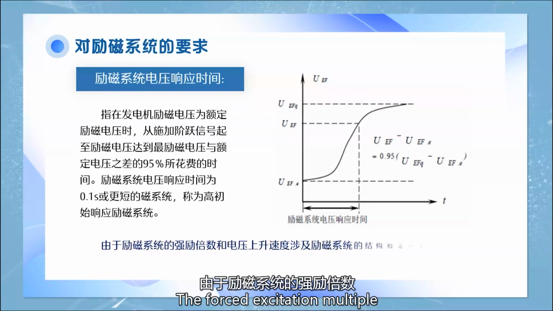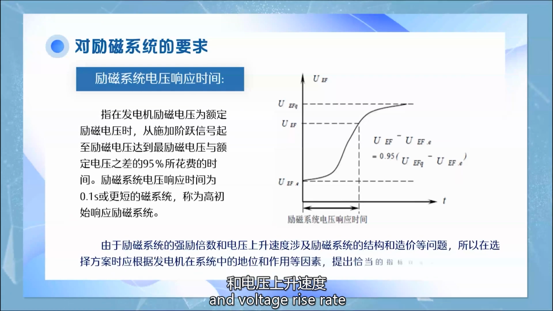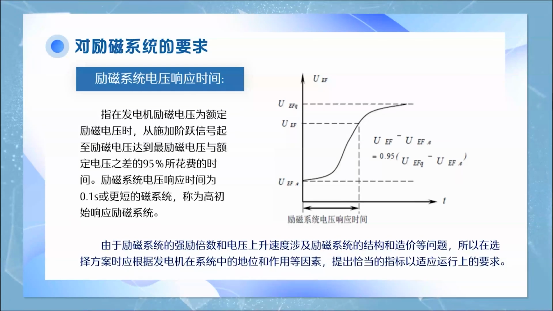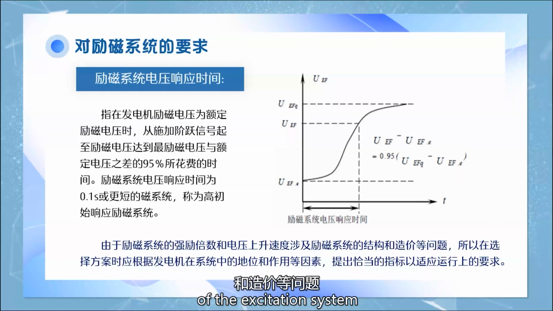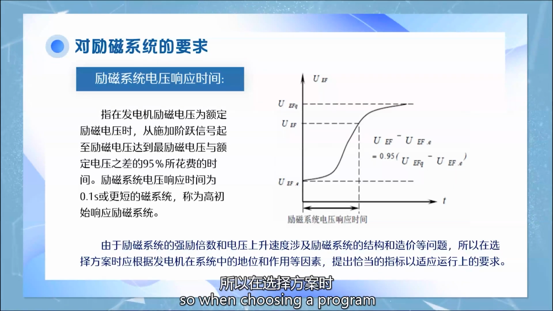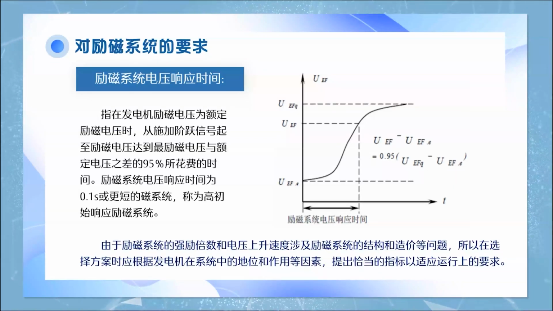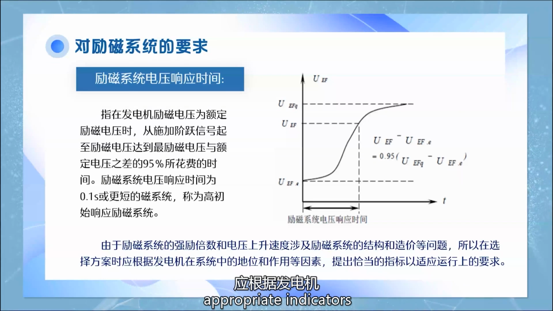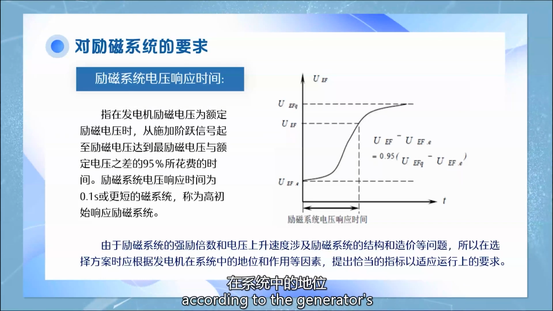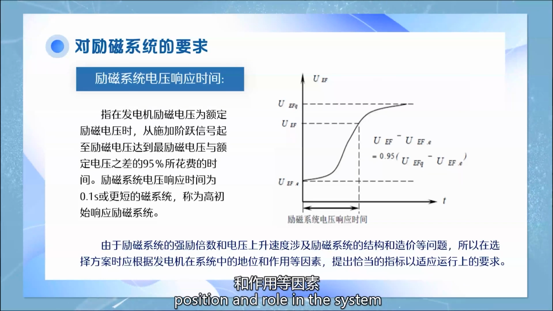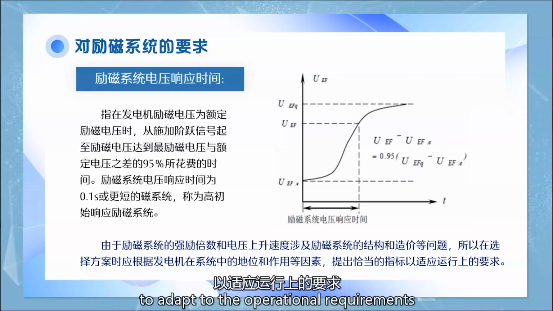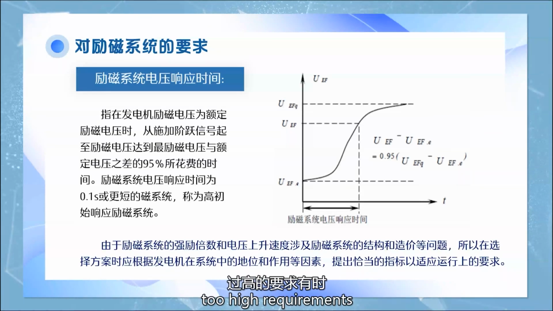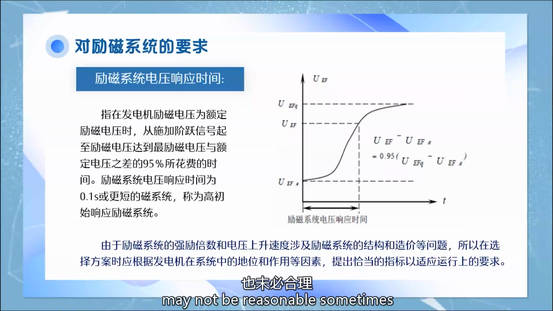The forced excitation multiple and voltage rise rate of the excitation system involve the structure and cost of the excitation system and other issues. So when choosing a program, we should put forward appropriate indicators according to the generator's position and role in the system and other factors to adapt to the operational requirements. Too high requirements may not be reasonable sometimes.